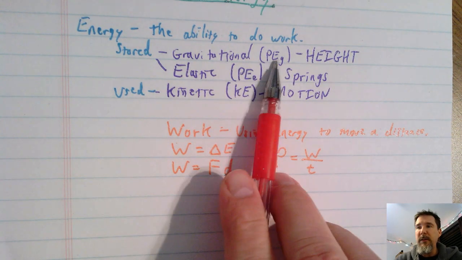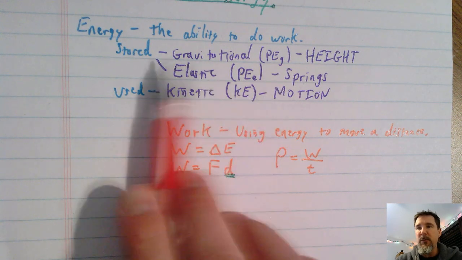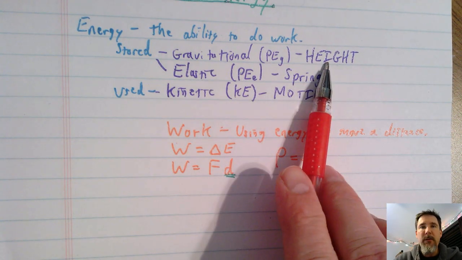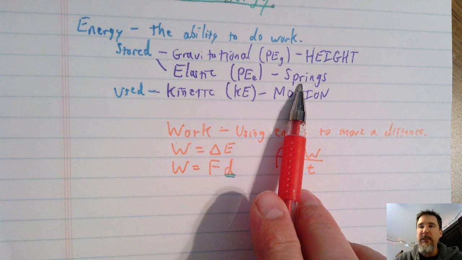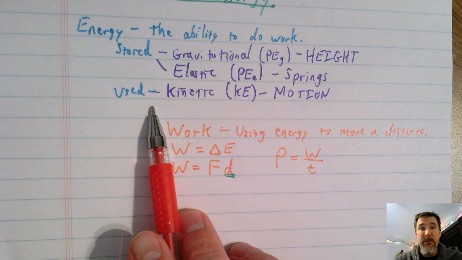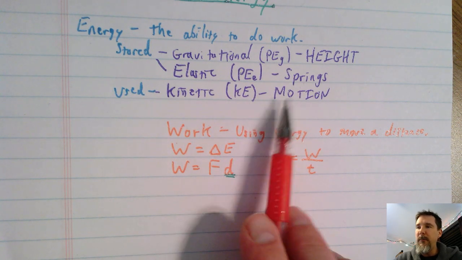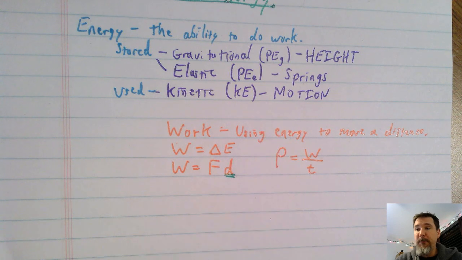Gravitational potential, PEG, elastic potential, PEE. Both are stored energy. One is all about changing the height, and the other one involves springs. Then there's when energy is being used to do something, and that's kinetic energy, KE, and that is going to be anything in motion.